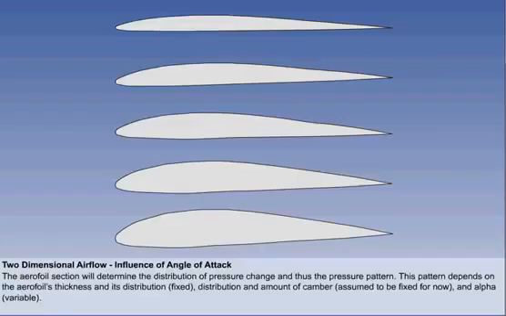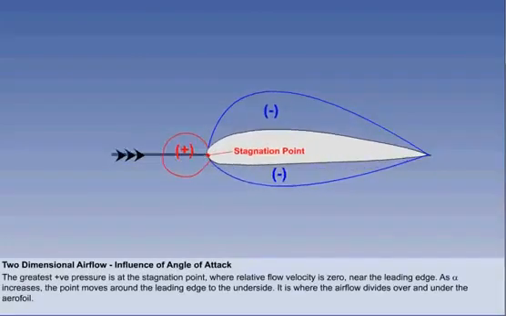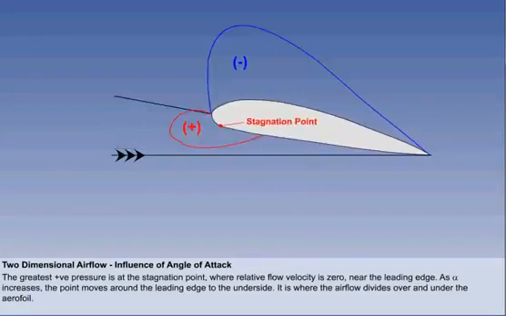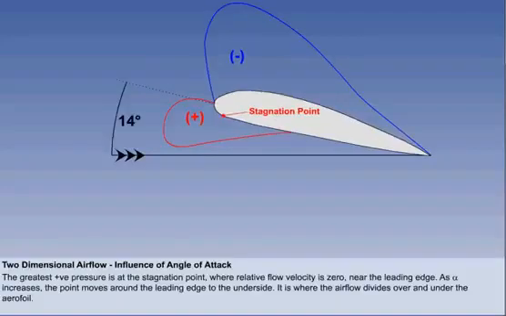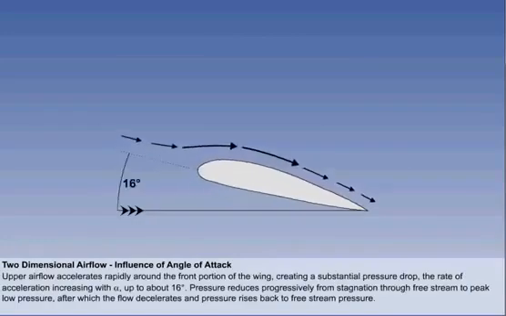The greatest positive pressure occurs at the stagnation point, where the relative flow velocity is 0. This point is somewhere near the leading edge. As the alpha increases from -4, it moves from the upper surface around the leading edge to the lower surface. The stagnation point is where the airflow divides over the upper and lower surfaces, and pressure here is static plus dynamic. The flow over the top accelerates rapidly around the leading edge and over the front portion of the wing, creating a substantial static pressure drop.